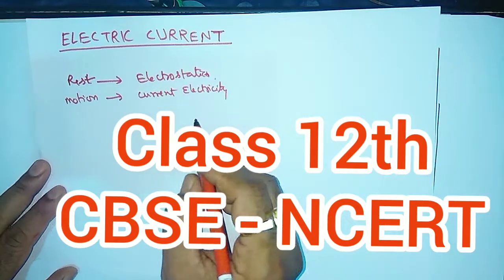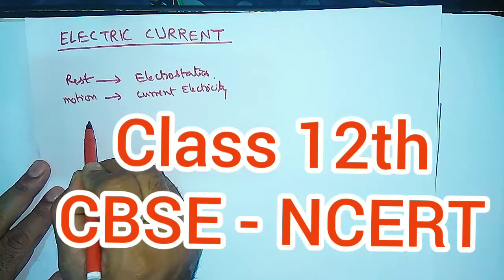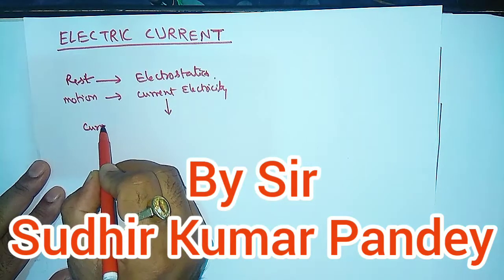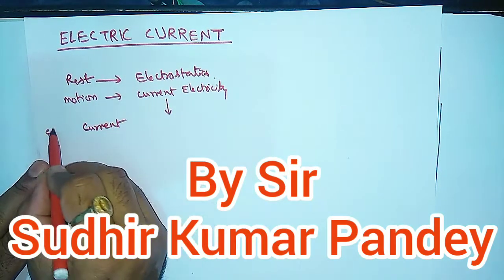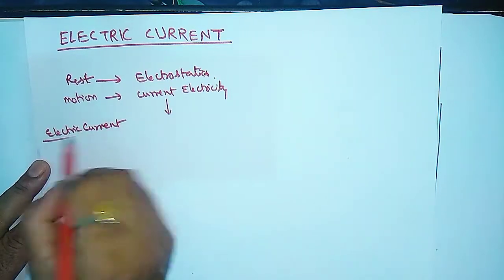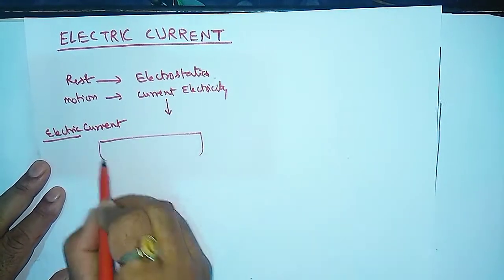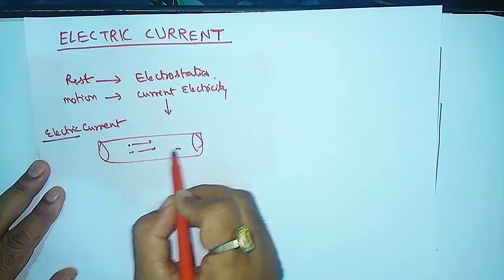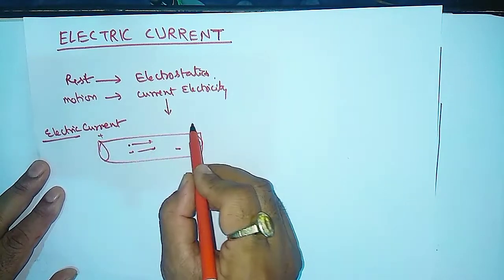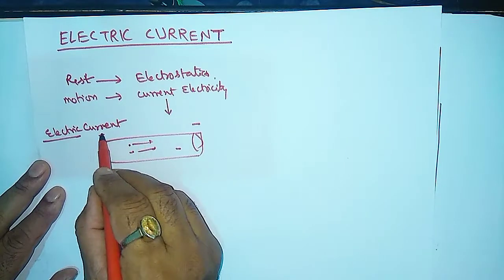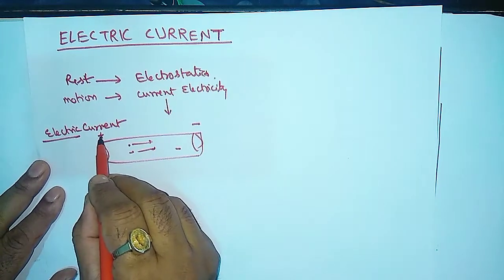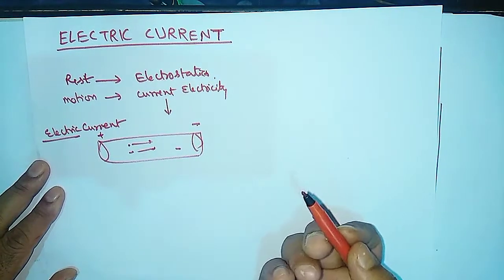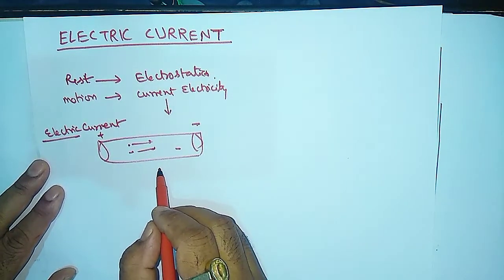So to understand current electricity, first of all, we should know the meaning of electric current. What is the meaning of electric current? As you know, in a conductor, there are many free electrons available to flow from higher potential to low potential. Positive ions move from high potential to low potential, or the current flows, as you studied already in class 10th.